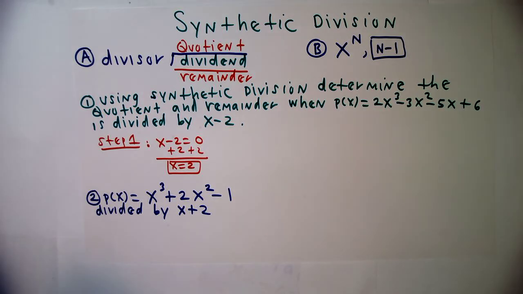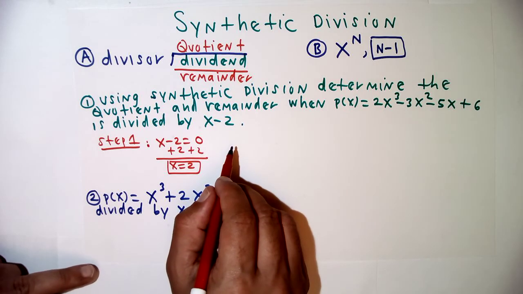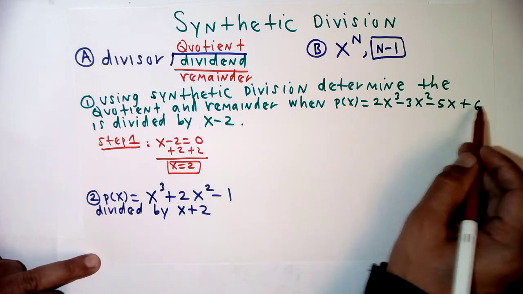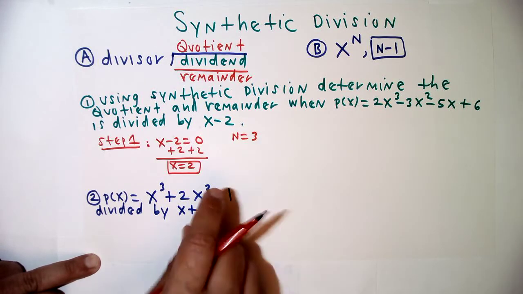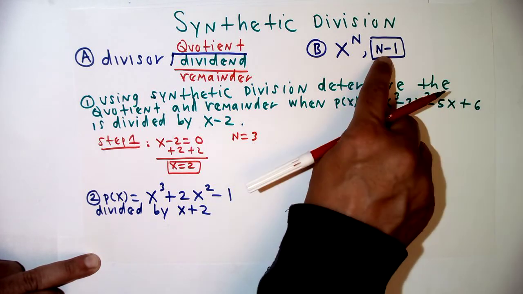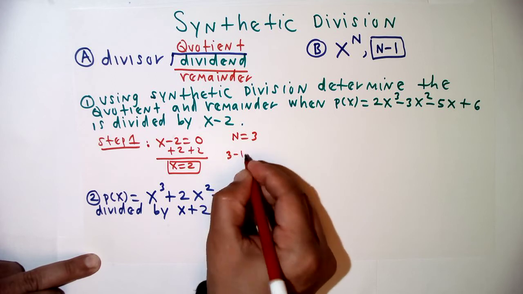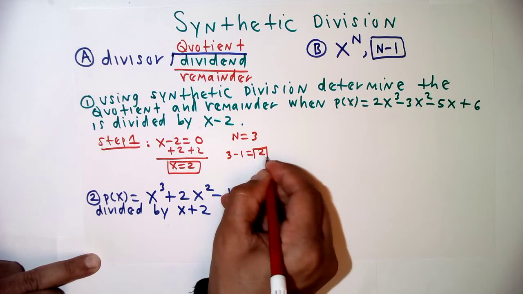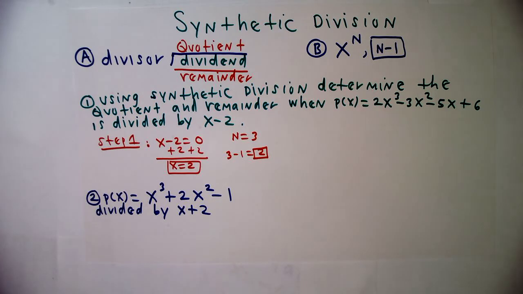Second, I want you to find the highest degree of the given equation. In this case, the highest degree is n equals 3. And what I want you to do with the highest degree is to always subtract 1. So in this case, it's going to be 3 minus 1 equals 2. Keep that in mind, because we're coming back to this.